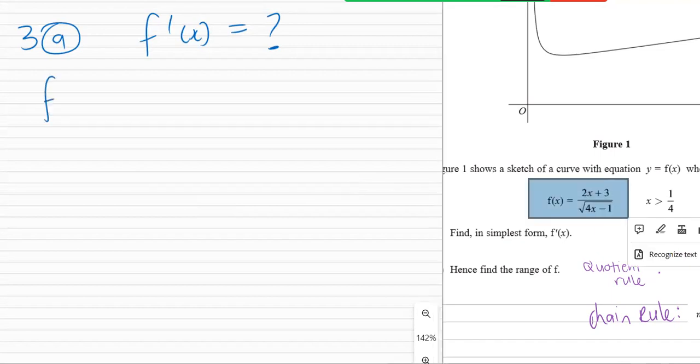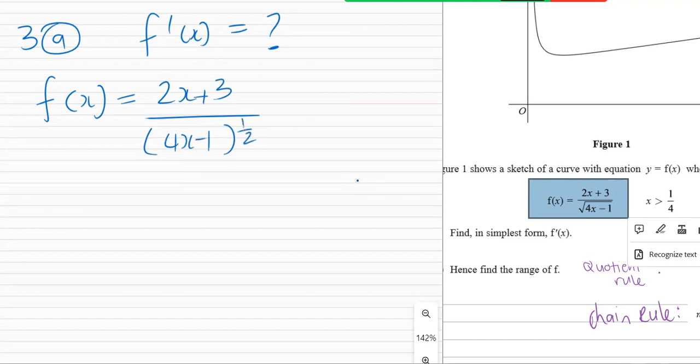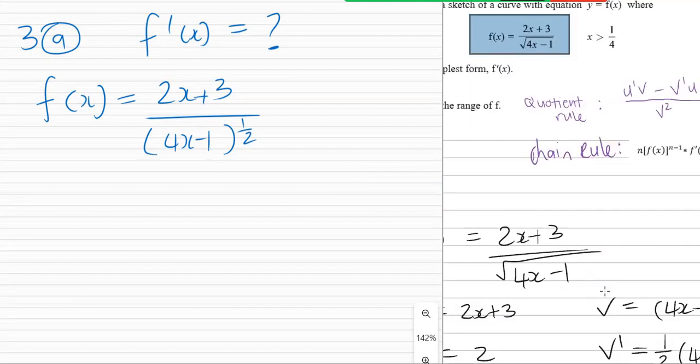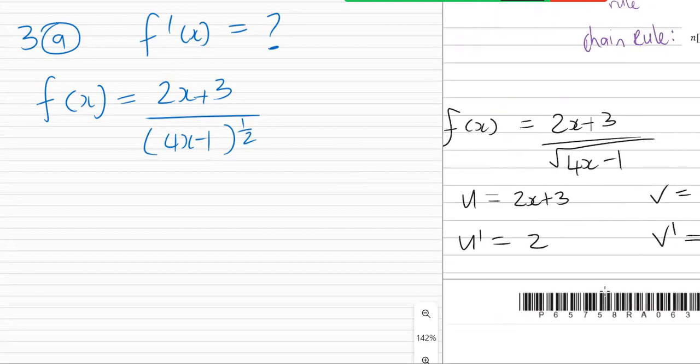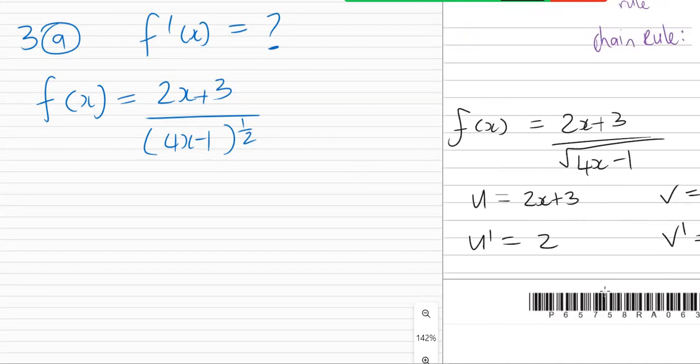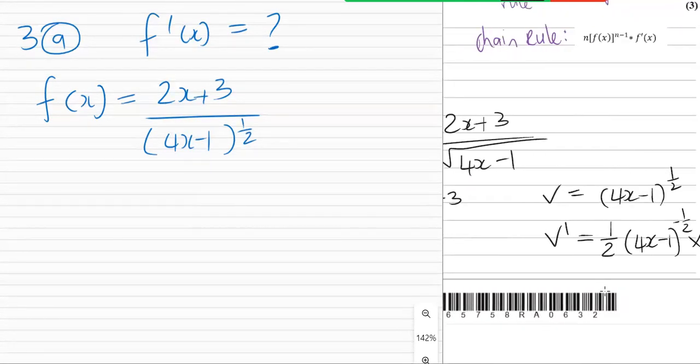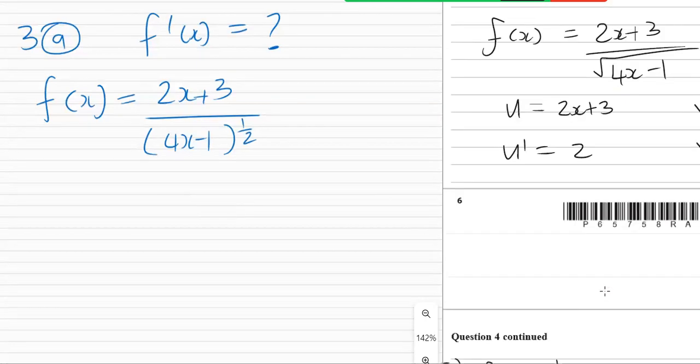Let me just grab it. So f of x equals 2x plus 3 over, and I immediately just changed this: square root, same thing as the power of a half. Now here I use the quotient rule. We can do it this way, but I want to test it against using the product rule, so let's see what that looks like.